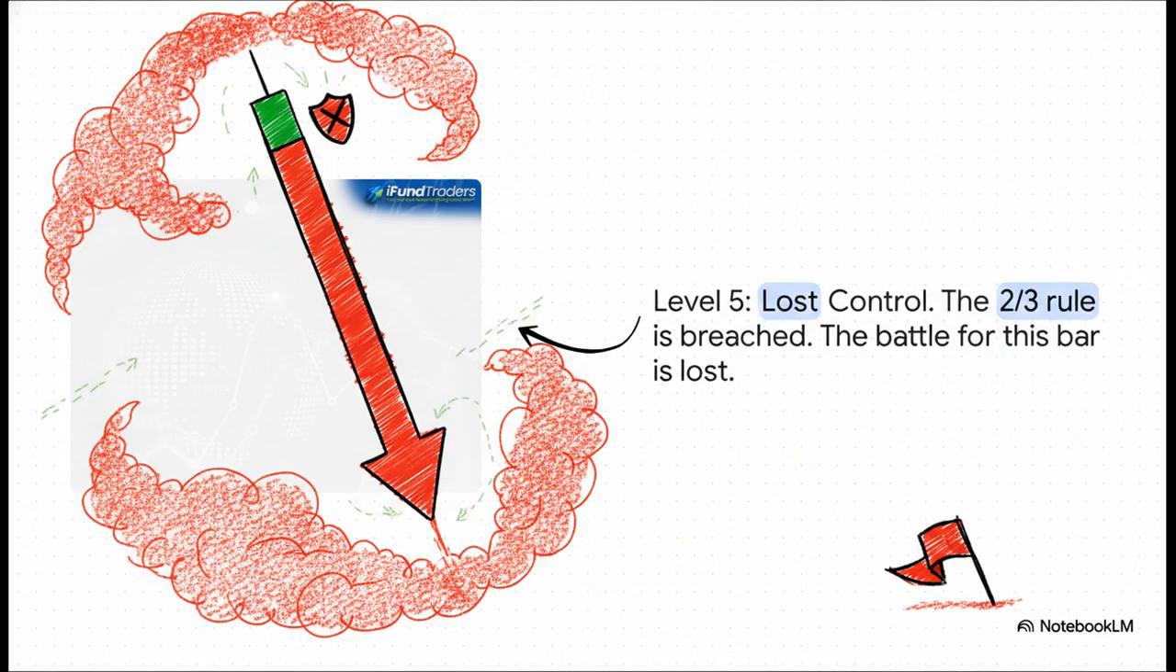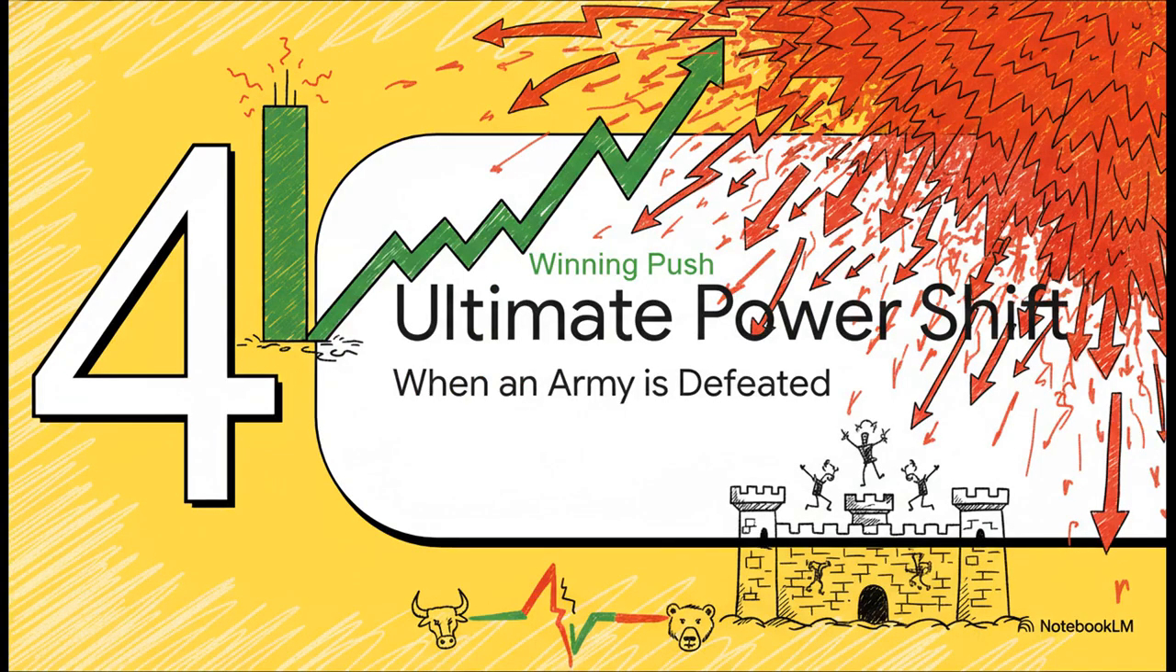And here it is, level 5, lost control. The two-thirds rule, it's been broken. The opposing forces come back and erased more than two-thirds of the color, leaving behind that long, telling tail. The initial victors, they've been pushed all the way back. For this moment in time, for this single bar, the battle is over. And they lost.